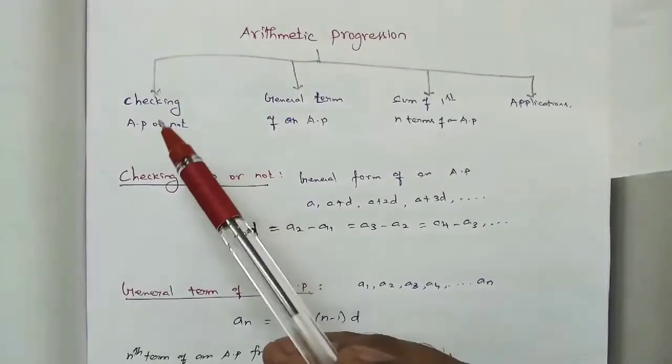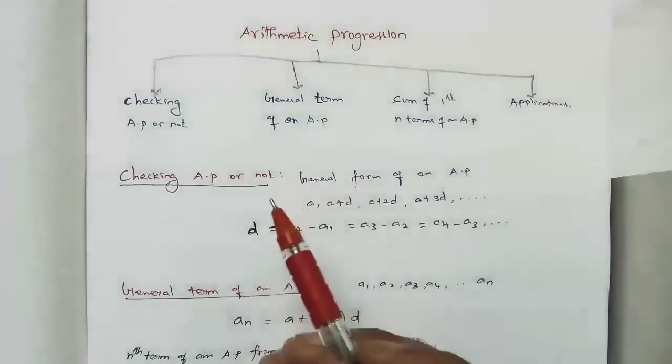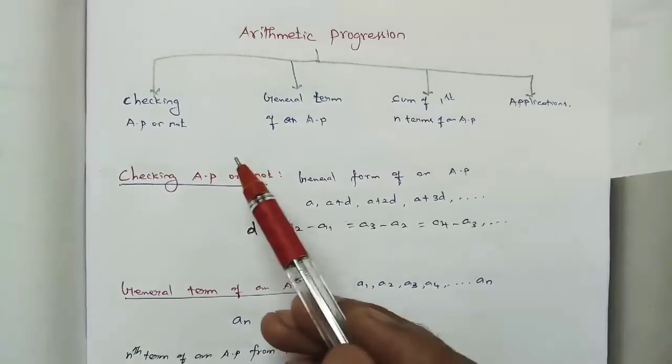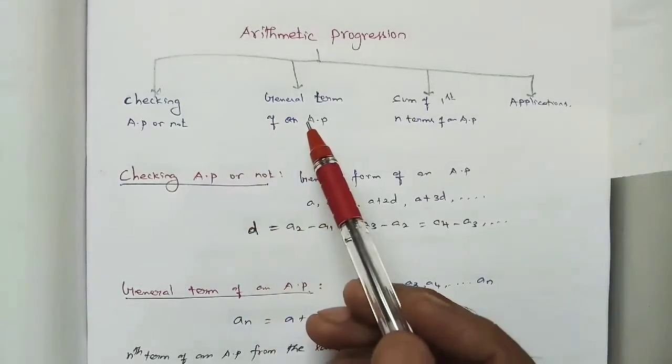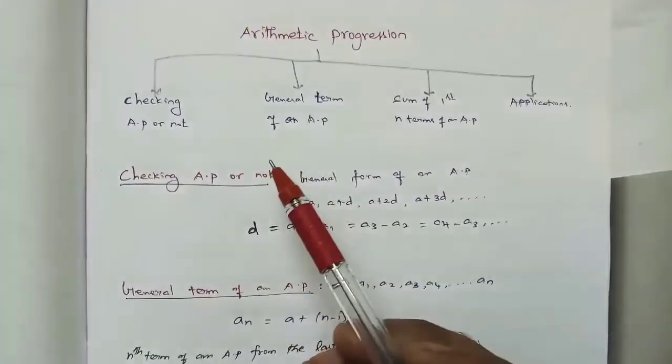First we will check whether the given sequence is an AP or not, that is, whether it is an arithmetic progression or not. The second concept is the general term of an AP. From the general term, we want to find so many things.